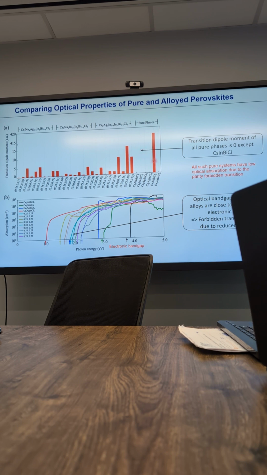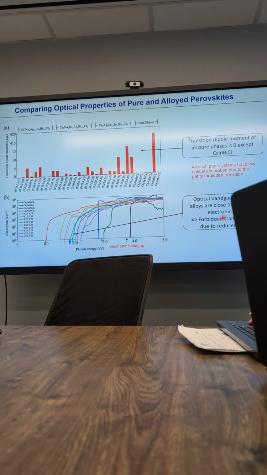Now my only argument is that this has a very high optical transition dipole moment, or optical absorption. So there's really no need, right? But then if you go back and compare the other things like the band gap, it's relevant for you to actually do this, basically because you want to tune.